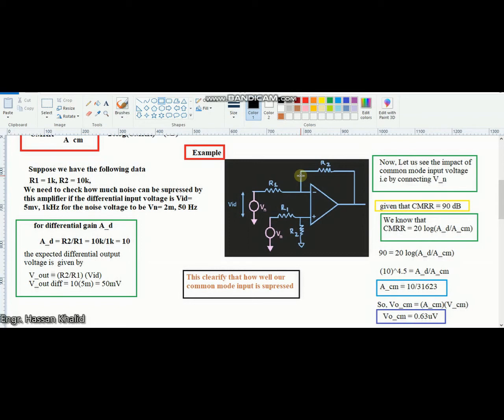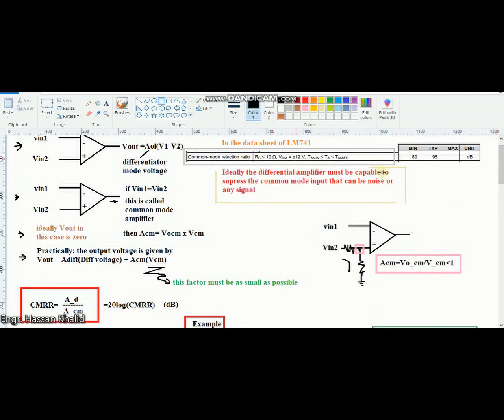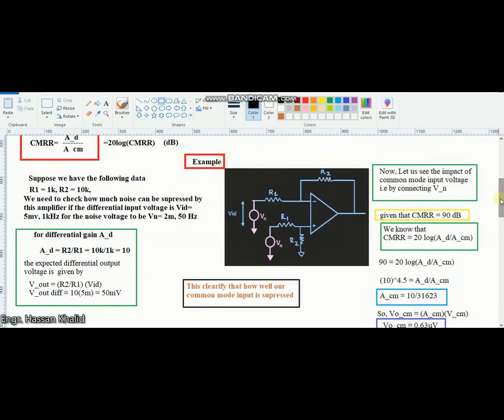Now let us take an example in which we have an amplifier in the differential mode, and given that it's an LM741, based upon this data sheet, we know that typically our CMRR, the common mode rejection ratio, can vary between 80 to 95 dB. Assume that it is 90 dB, and we will check, if we connect the common mode voltage, and let's suppose it's a noise signal whose amplitude is 2 millivolt with 50 Hertz frequency, how much this common mode input voltage is suppressed at the output side.